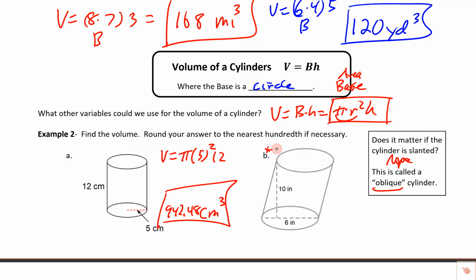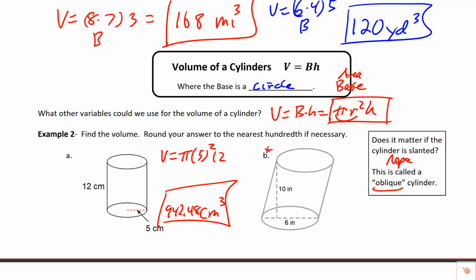Get your answer, check with your neighbor, make sure you did it right. I got it. Where's pi at? Where is the pi button? Don't blurt it. Got that. The slanted height? Yeah, you could use the Pythagorean theorem if it's in the right place.